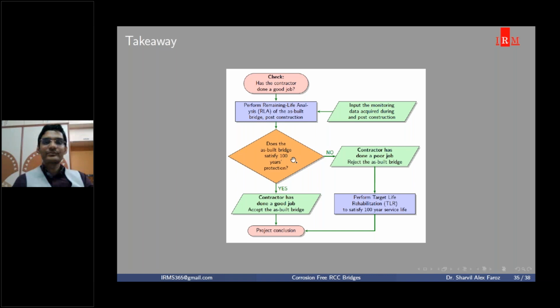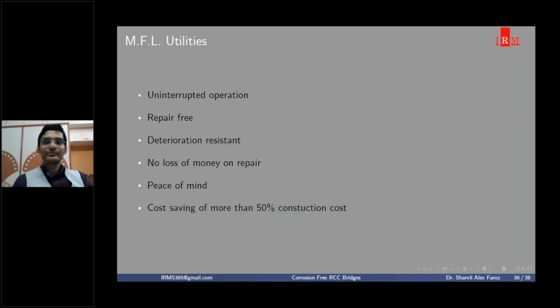If it does not satisfy, okay, it means the contractor has done poor job and you reject the project, or you ask them to perform target life rehabilitation, okay, to satisfy the balance life which was not satisfying up to 100 years. Okay. If it satisfies 100 years, then yes, accept that the contractor has done a really good job and conclude the project. Okay, so these are the two takeaways which you can use for your own projects.